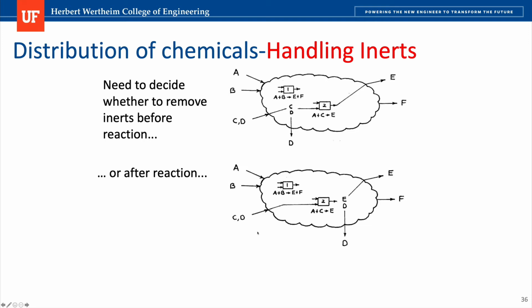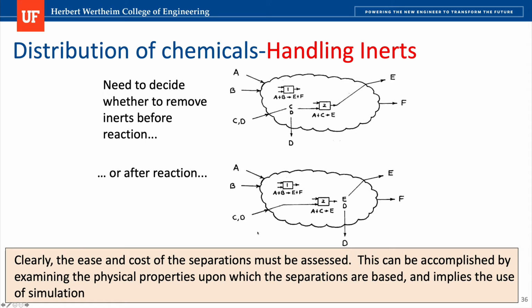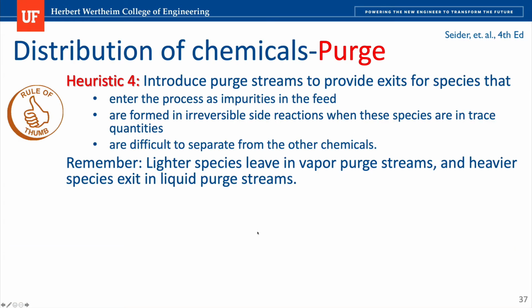So it's a big decision to make and something that you need to consider when you're building handling that distribution of chemicals, especially in the early stages. Clearly, the ease and cost of separations must be assessed. This can be accomplished by examining the physical properties upon which the separations are based and implies the use of simulation.